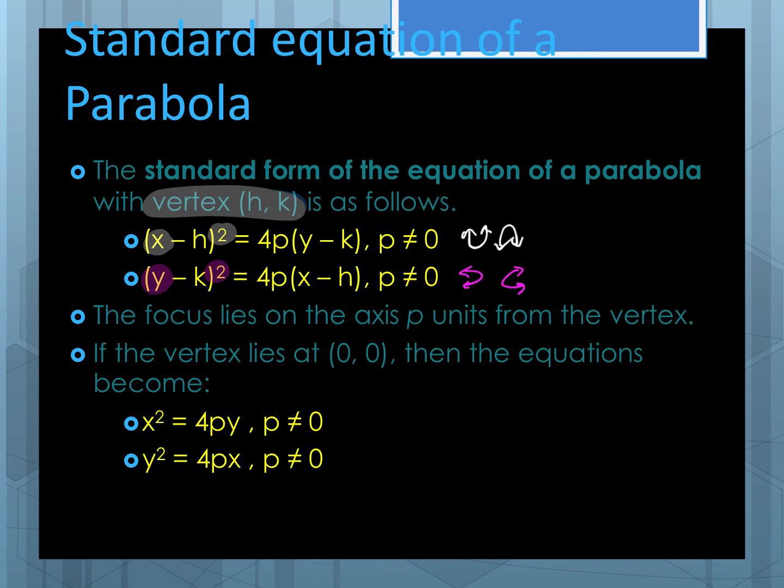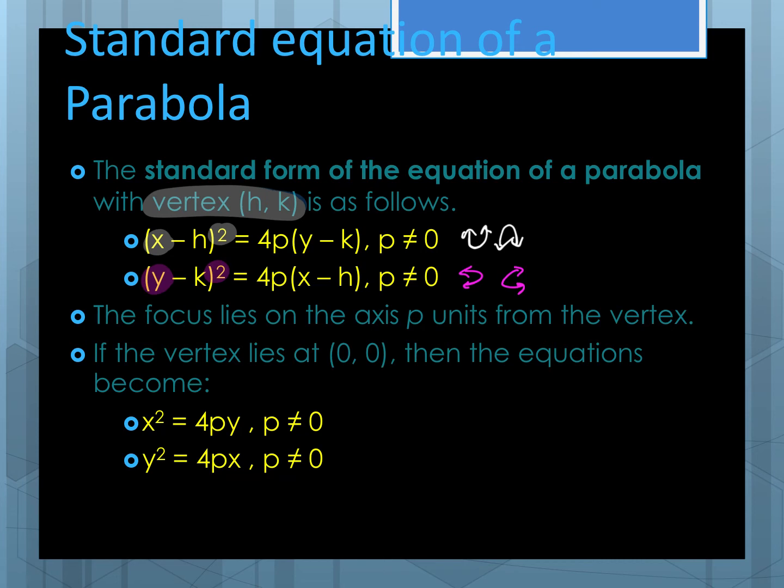If it's positive, it's up and right. If it's negative, it's down or left. So if the 4p is positive and it's an x squared, I point it up. If the 4p is negative and it's an x squared, I point it down. If it's a 4p positive and it's y squared, I point it right. 4p negative, I point it left.